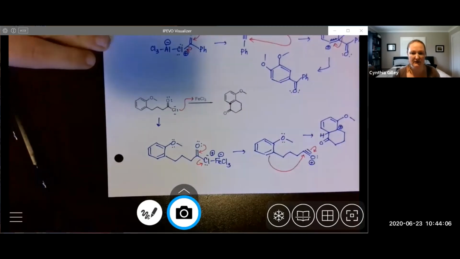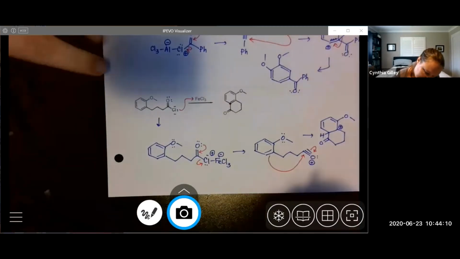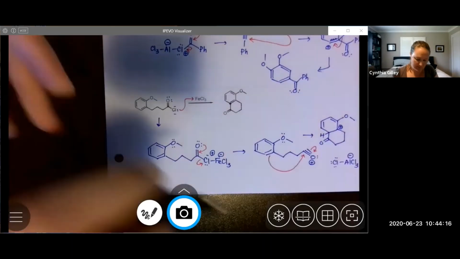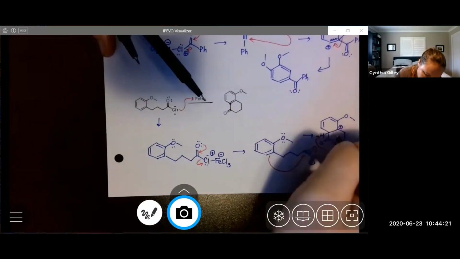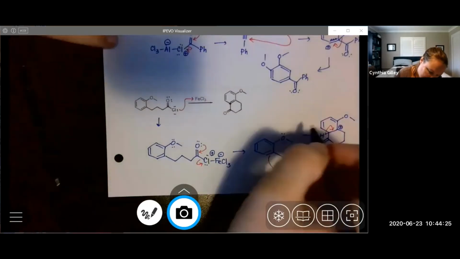Almost done. We just need to draw the final proton transfer. So the kicked out leaving group, chloride, attached to that will be the base. Product.